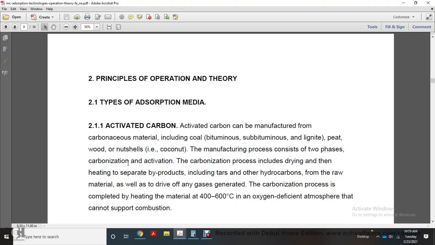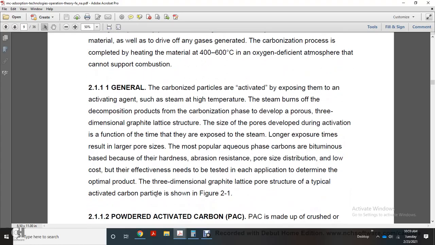The carbonization process includes drying, then heating, separating byproducts, including tars or other hydrocarbons, from the raw material, as well as driving off any gases generated. The carbonization process is completed by heating the material to 400 to 600 degrees Celsius in an oxygen-deficient atmosphere that cannot support combustion.